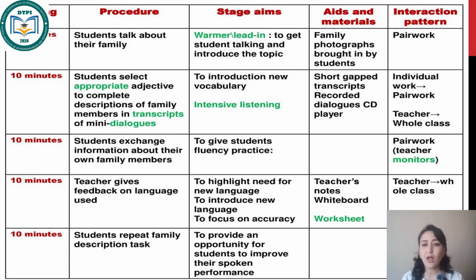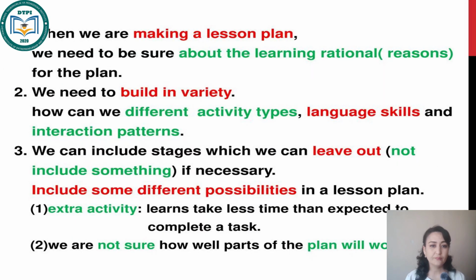The next column is about aids and materials, and in this part we should put the names of aids and materials, like family photographs brought in by students. The last one is interaction pattern. Here we should show in what way our students or learners work. For example, peer work. Is it individual work or whole group work, and so on.